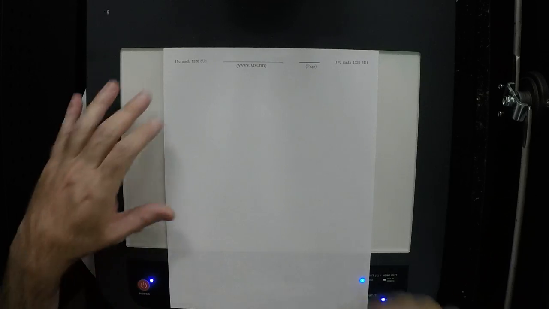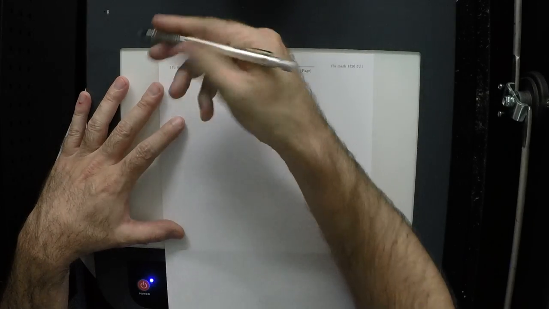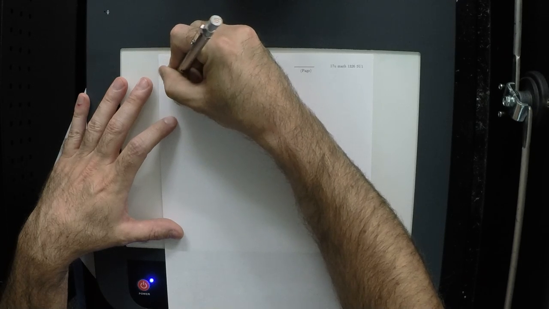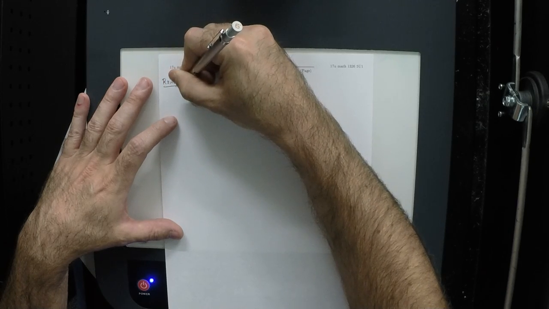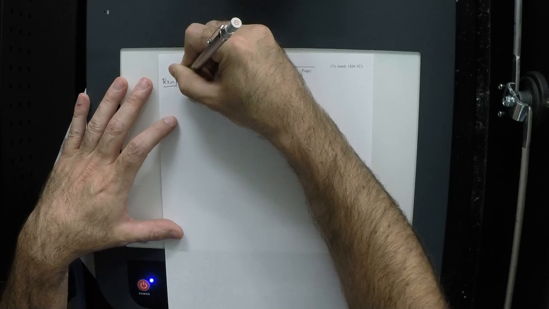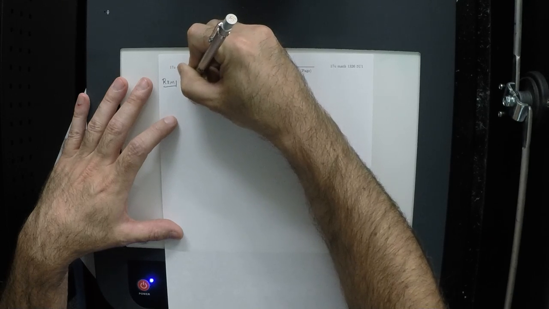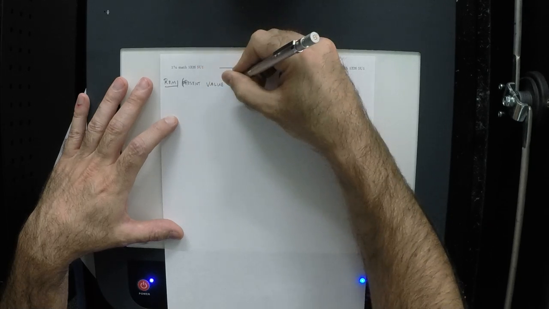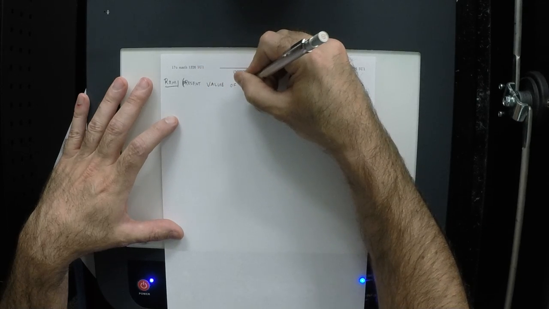Okay, so this is called the present value of an annuity, of an ordinary annuity.